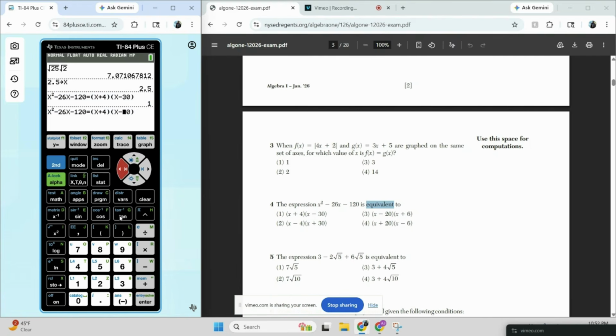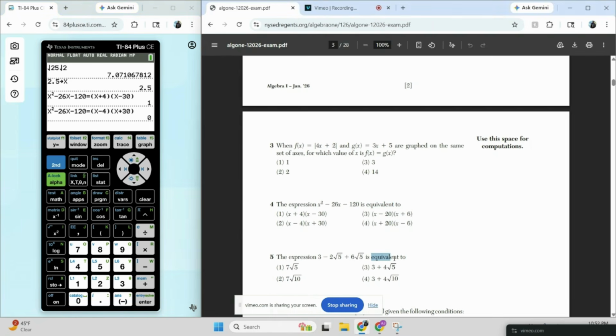So I'm going to test to make sure I'm not getting true for everything. I've got x minus 4 and x plus 30. 0 means false, so I know my answer is choice 1. I've got 4 questions on the Regents, all 4 done on the calculator.